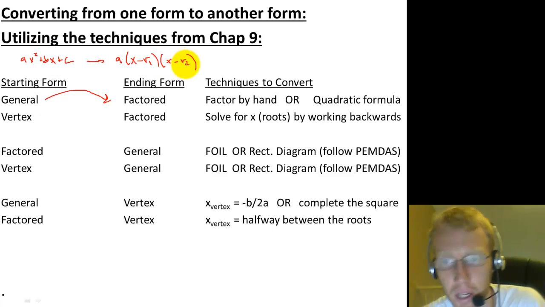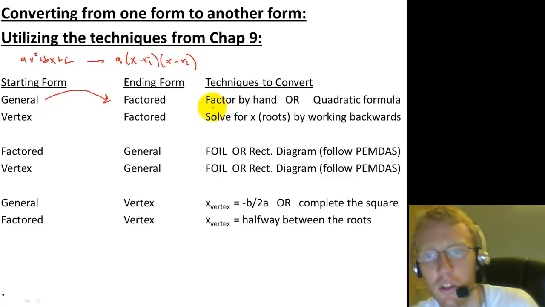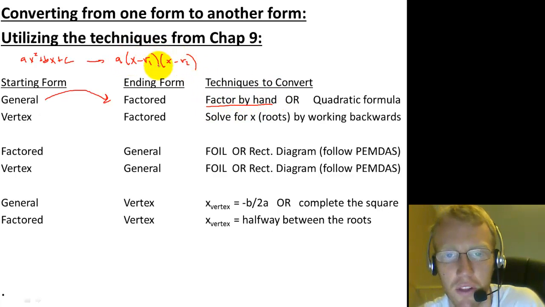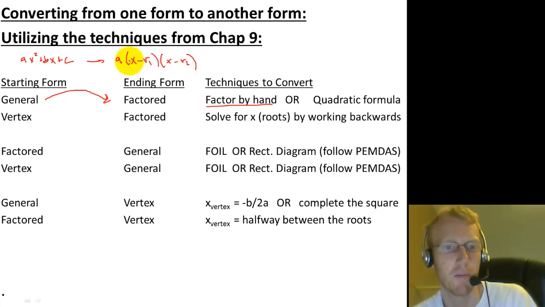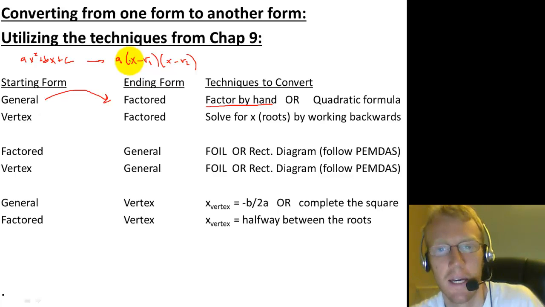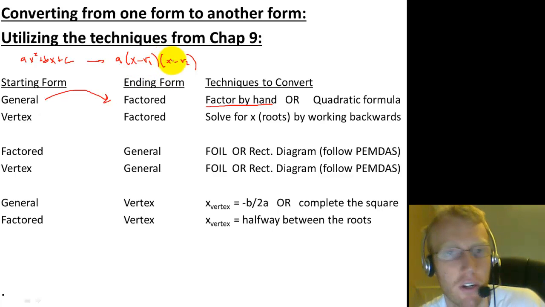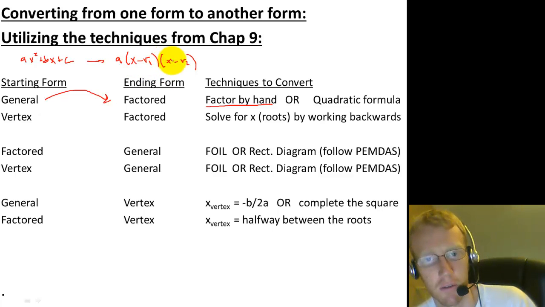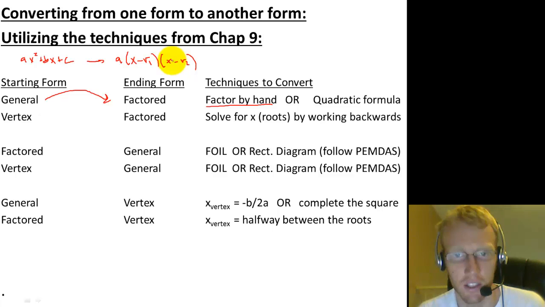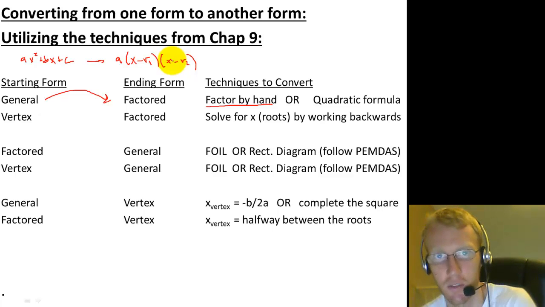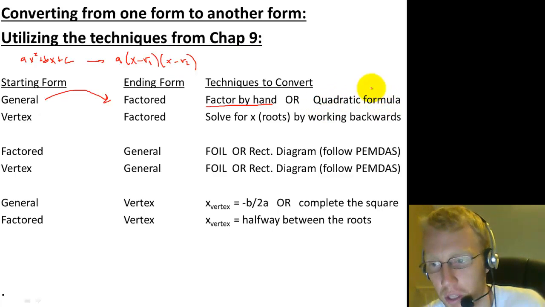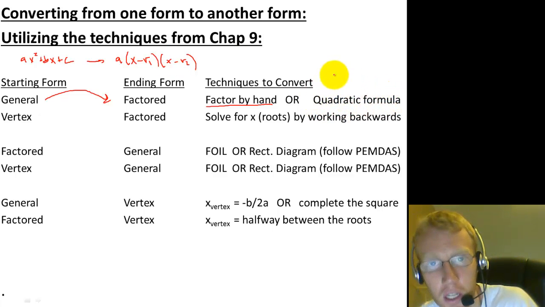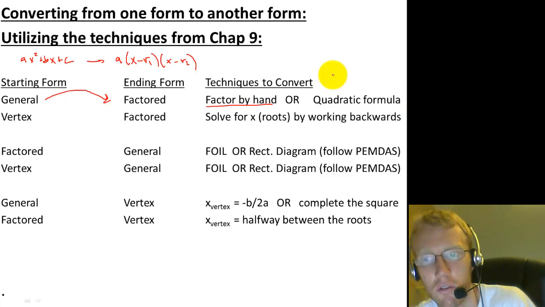So to do that, the best thing to do, if you're lucky, is just factor it by hand. You draw your set of parentheses and try to find the two numbers that add up or multiply to the thing you need. If you can't figure it out, either because you're having a mind freeze, or because the answer is something you can't think of easily, like a radical that won't come out to be a perfect number, then you can use the quadratic formula, which if you recall is negative b plus or minus the square root of b squared minus 4ac all over 2a.